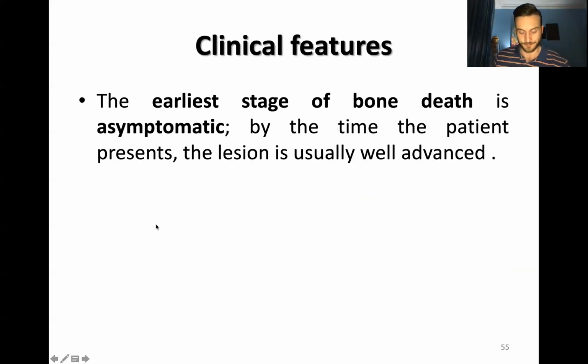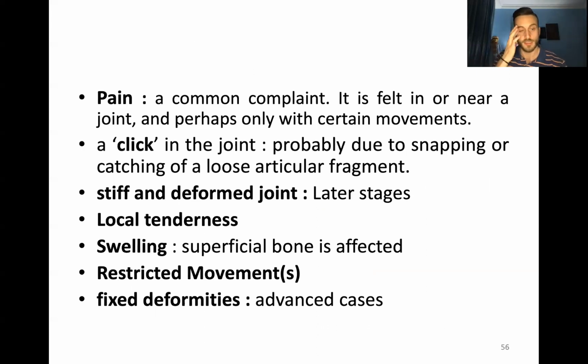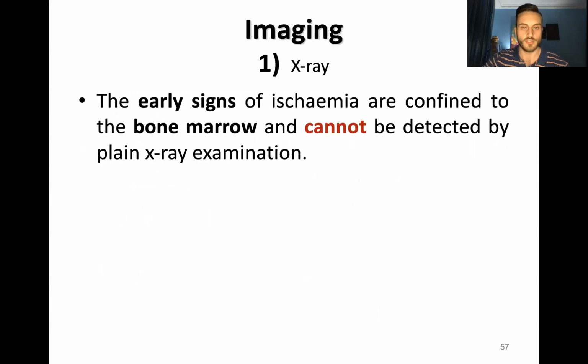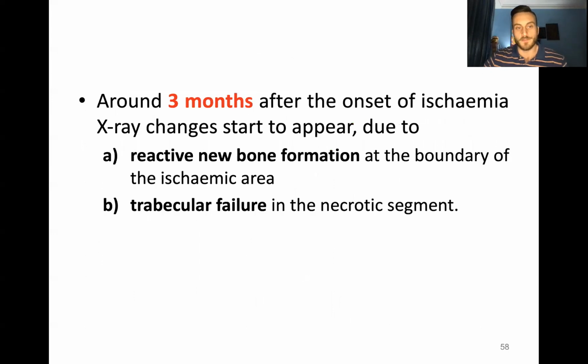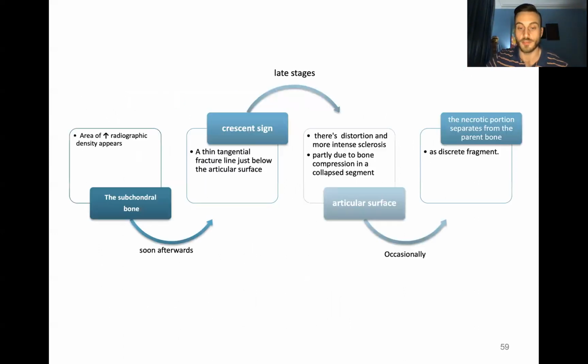Clinical feature. The earliest stage of bone death is asymptomatic. Unfortunately, it's asymptomatic. Then the patient will present with pain, click in the joint, stiffness, local tenderness, swelling, restriction of movement, deformities, muscle wasting, and the more you go with progression, the worse the presentation is. On X-ray, in the early signs usually, you cannot see anything. So you cannot detect anything by X-ray. After 3 months, after a long time, you will see new bone formation, trabecular failure.